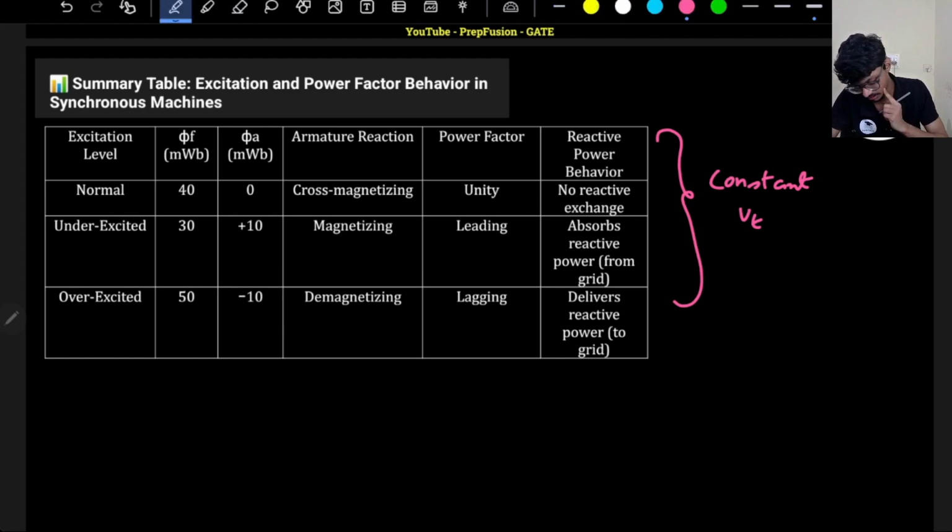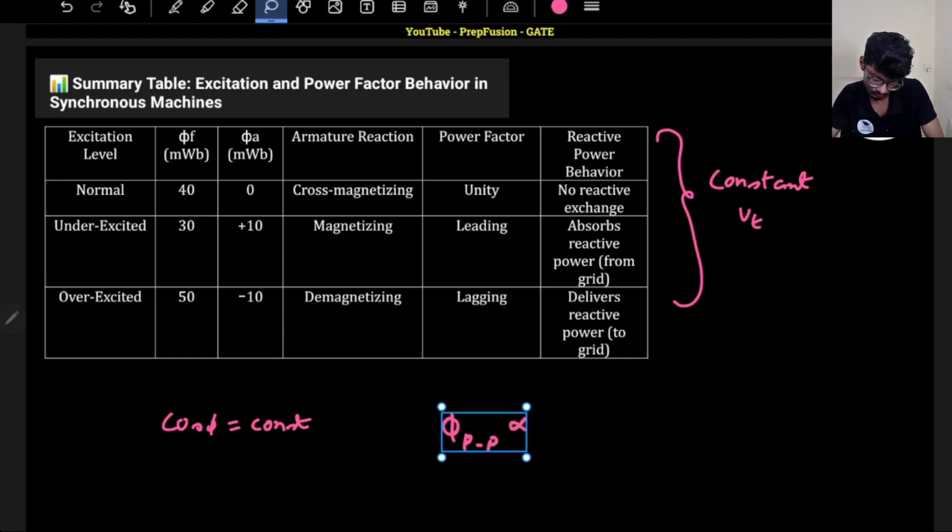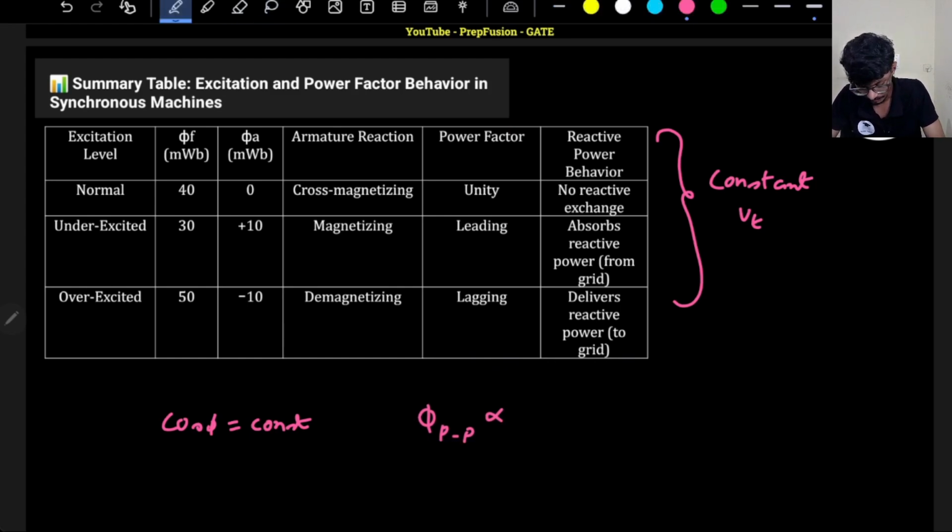If my power factor is constant, that is cos phi is constant, right? Now what is my flux dependent on? Flux per pole is dependent on Vt upon F, or I can say E upon F.